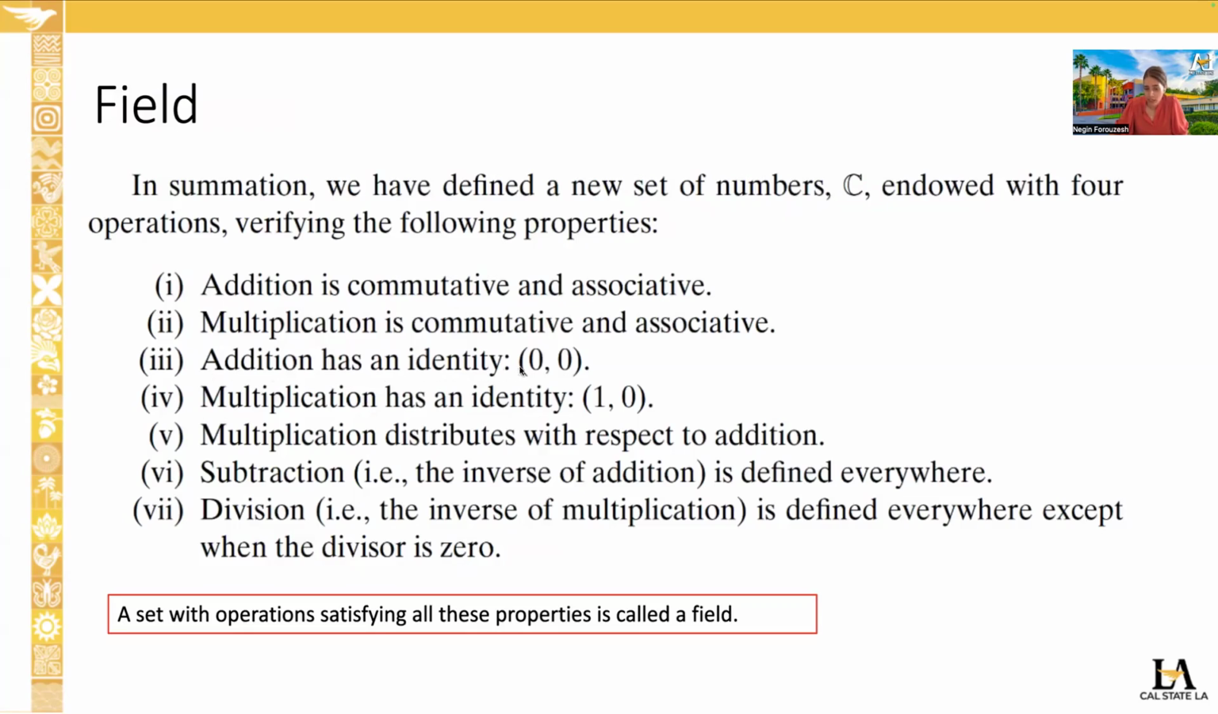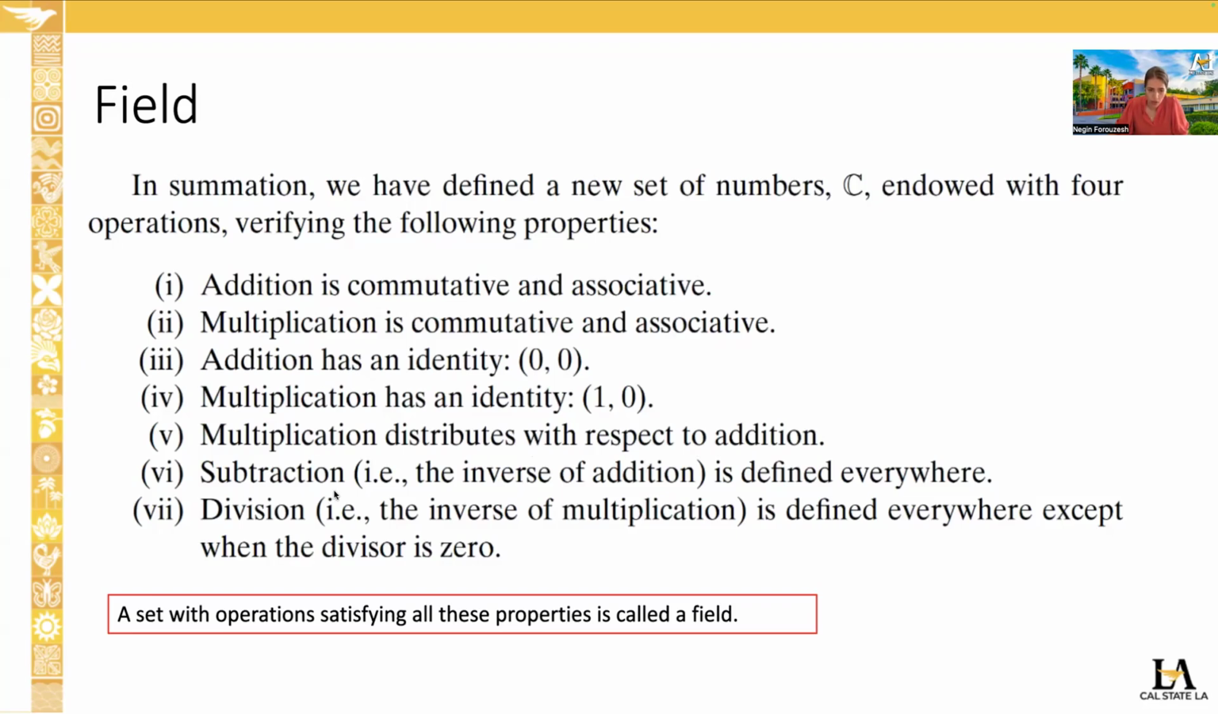Addition has an identity, 0 and 0, meaning that if you add 0 and 0 to a number, it will be similar to the original number. It doesn't do anything in here, so we say it's the identity. With multiplication, its identity is 1 and 0. We showed that multiplication distributes with respect to addition. This is the example that I paused on and let you prove.